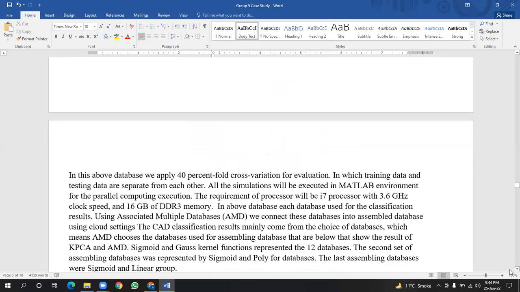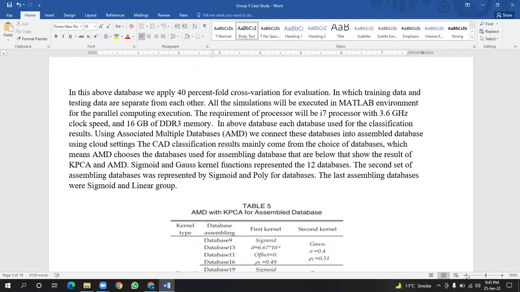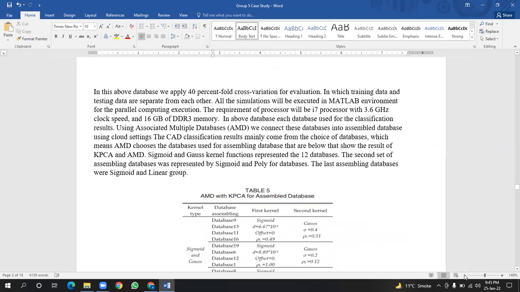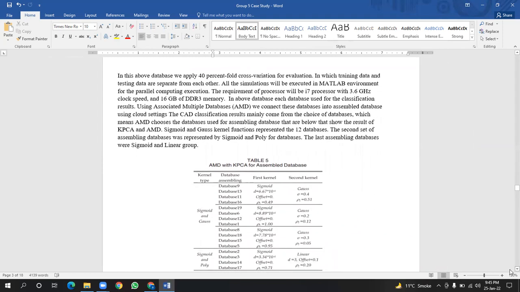In this table, we apply 40-fold cross validation for evaluation. In this, training data and testing data are separate from each other, and we execute it in the MATLAB environment. For the parallel computing execution, the processor requirement is an i7 processor, 3.6 GHz clock speed, and 16 GB of DDR3 RAM.